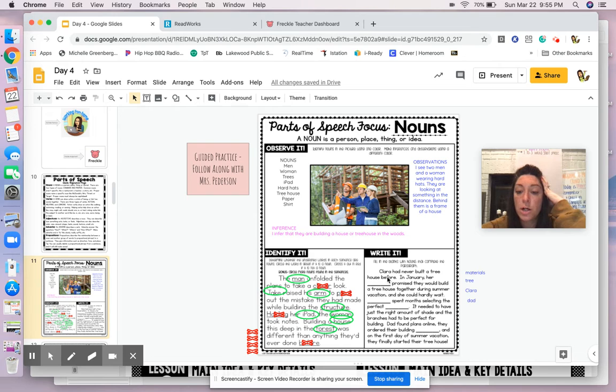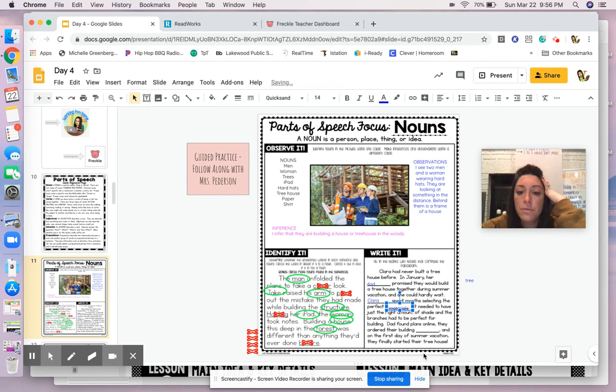Okay, so now, Clara had never built a treehouse before. In January, her, with the word bank: materials, tree, Clara, dad. Okay, so in January, her dad, whoopsies, promised they would build a treehouse together during summer vacation, and she could hardly wait. Blank spent months selecting the perfect blank. Materials spent months? No. Tree spent months? No. Clara, yes. So I move it over. Clara spent months selecting the perfect tree. Excellent. See, I filled it in myself. I didn't even have to look at the words.